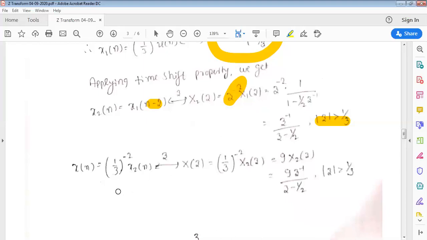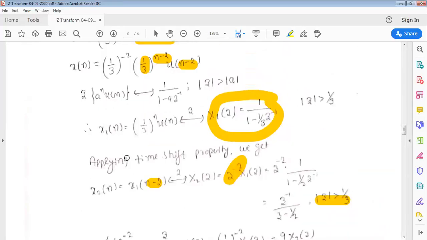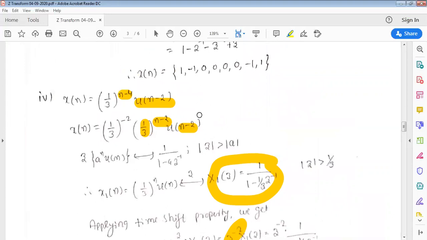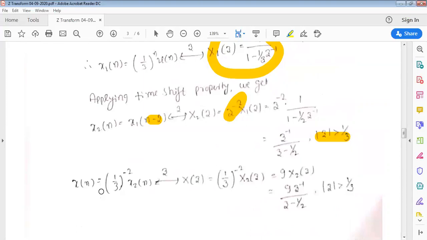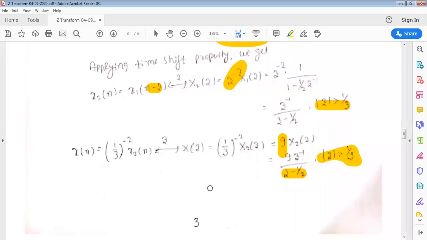Once I did that one, finally what remains is, see here in the problem, I had solved this one. This is complete. Only 1 by 3 raised to minus 2 is remaining. So I'll just multiply this one. 1 by 3 raised to minus 2 is retained, multiplied by x2 of z. What is 1 by 3 raised to minus 2? 3 raised to 2. 3 raised to 2 is 9. 9 into x2 of z. 9 into z to the power of minus 1 divided by z minus 1 by 3. Mod z is more than 1 by 3. This solves your problem. Have you understood the problem?